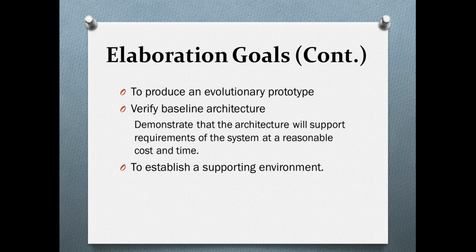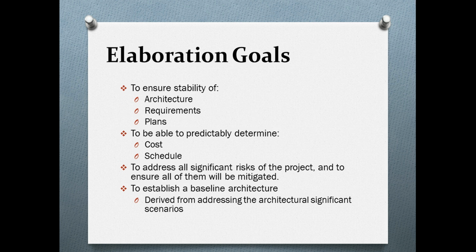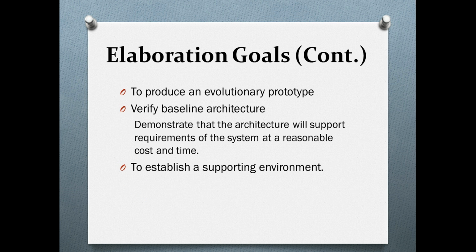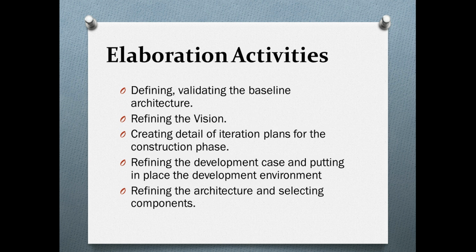To produce an evolutionary prototype. We already talked about the evolutionary prototype. So we try to come up with an evolutionary prototype in this phase and verify the baseline architecture. Demonstrate the architecture will support the requirements of the system at a reasonable cost and time. So the architecture is the most important thing we are talking about in the elaboration goals. And to establish the supporting environment. So whatever the supporting environment is, we try to come up with that.